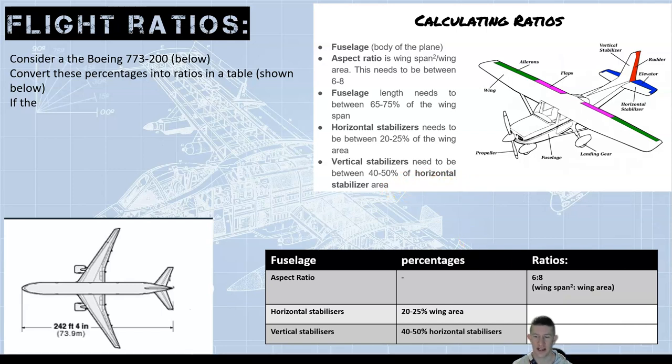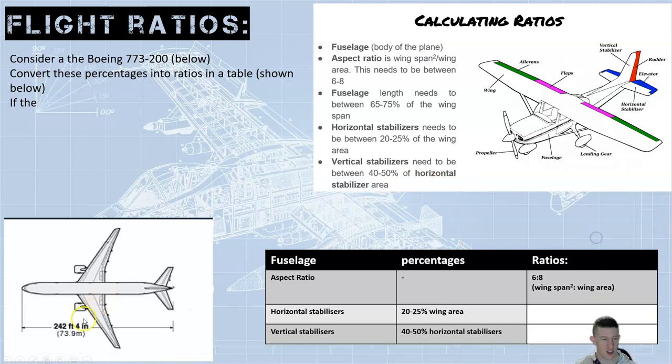So what I want you to do is use the image you've got here. Treat this as your scaled image. You can make some approximations here, but if we know that the fuselage body here is 73.9 meters long, and we know that the horizontal and vertical stabilizers need to be between 20 to 25 and 40 to 50, I want you to write what the ratio for these things would be. If you want to go one step further, give me the ratio, but also tell me what the length would be using that ratio.